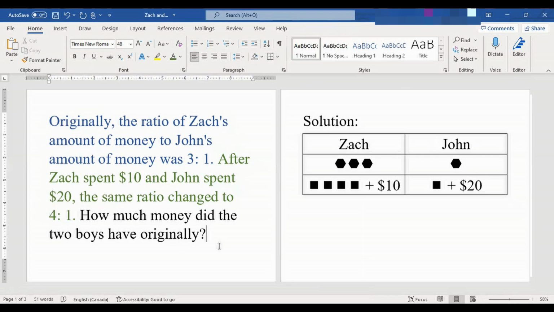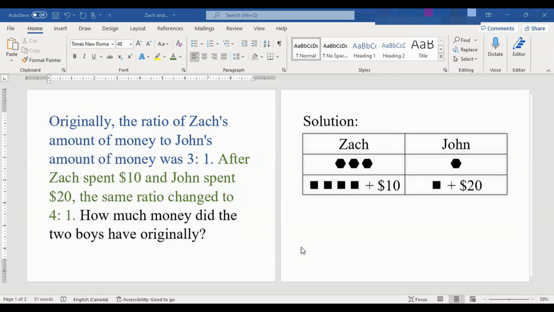Right. So we can see that this represents the green sentence as we have Zach's $10 and John's $20. And if we were to just take away Zach's $10 and take away John's $20, now we have the 4 to 1 ratio as described in the green sentence. And the blue sentence, we can also see we have the 3 to 1 ratio. So we've represented both of our sentences quite accurately. Now, what we're going to do is compare Zach's two amounts and see if we can figure out a third representation for Zach's amount of money.